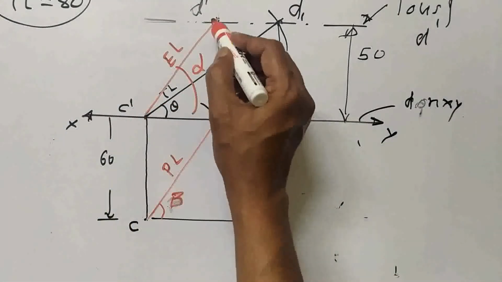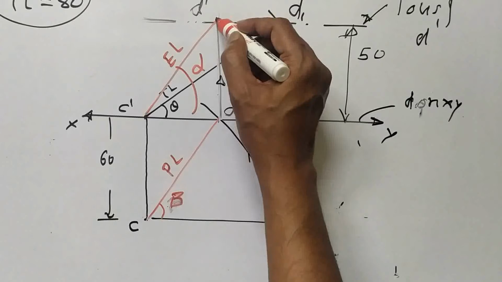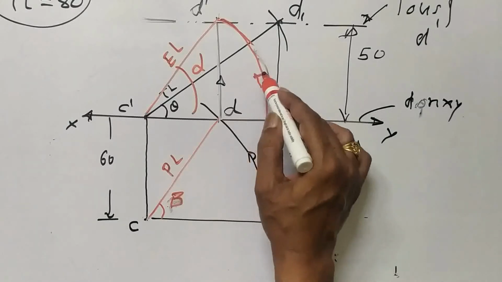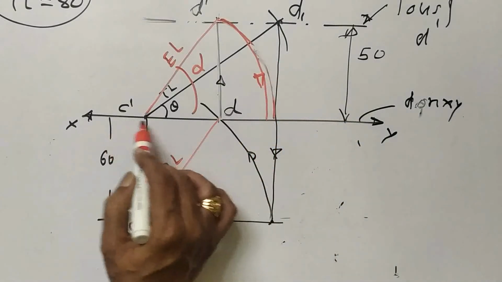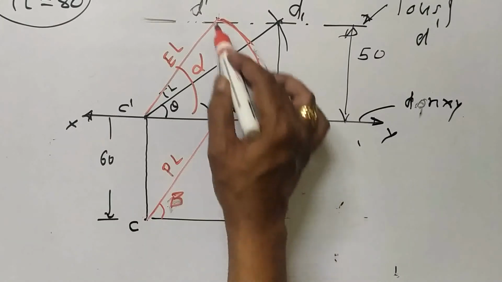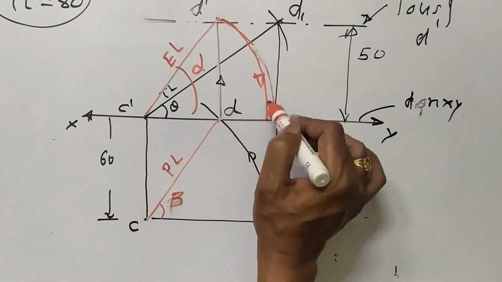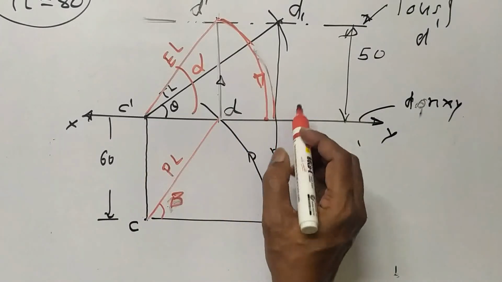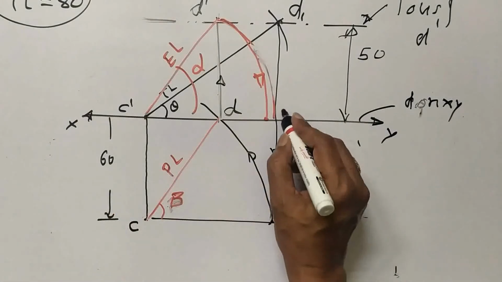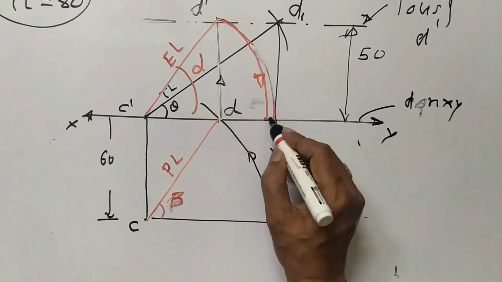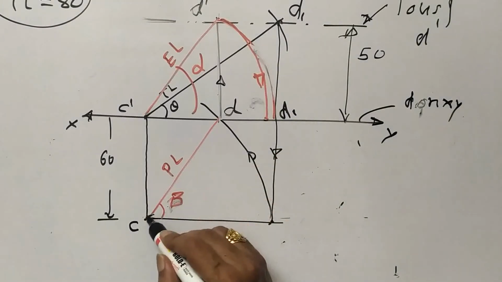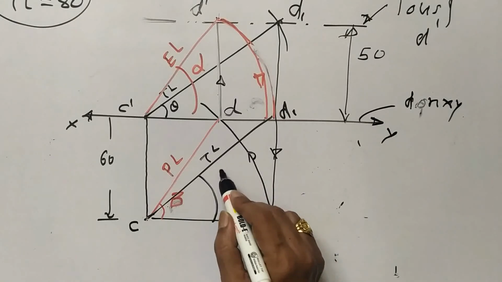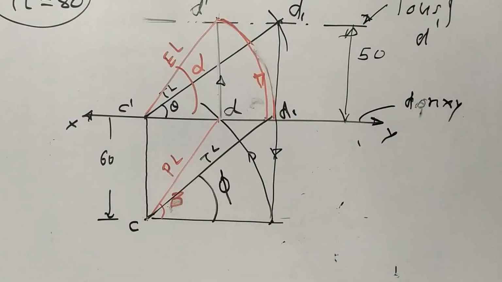If you want true length here, you can rotate this elevation length and project up to the locus of D. So where is the locus of D? It is itself on XY. You rotate and project up to the locus of D. D is here, so this will be your D1 point, and you can join this. So this will be your true length, and this will be your phi. In this way you can complete this problem.